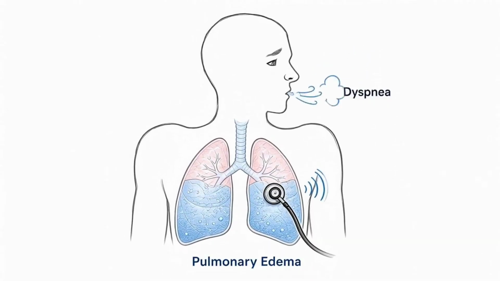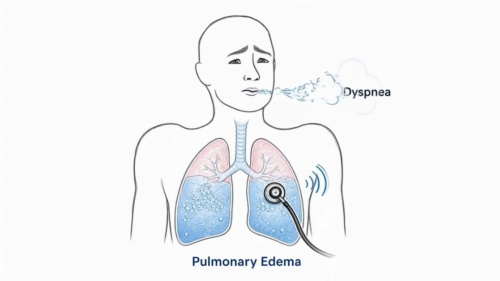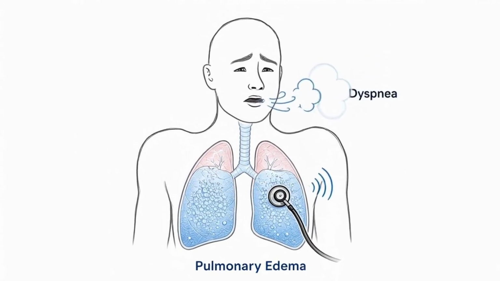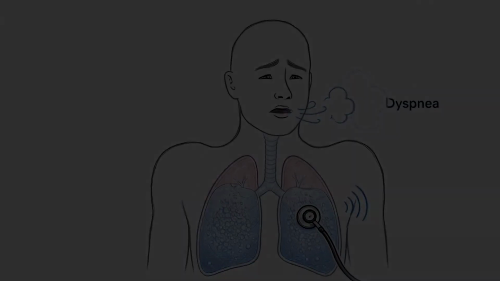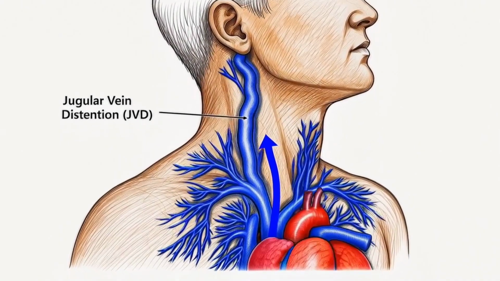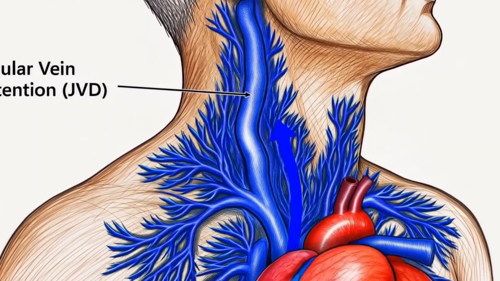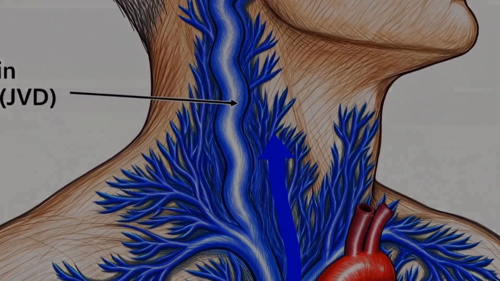Clinical signs include chest pain and shortness of breath. Listen for crackles in the lungs, which indicate pulmonary edema. You may also observe jugular vein distension. The heart is struggling to move blood, causing a backup into the venous system.